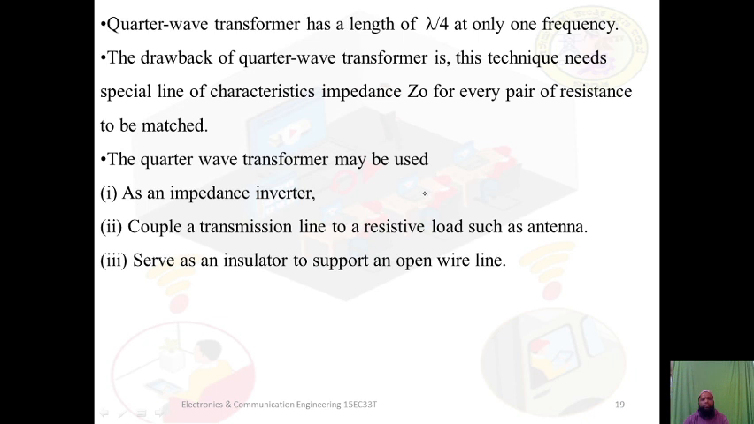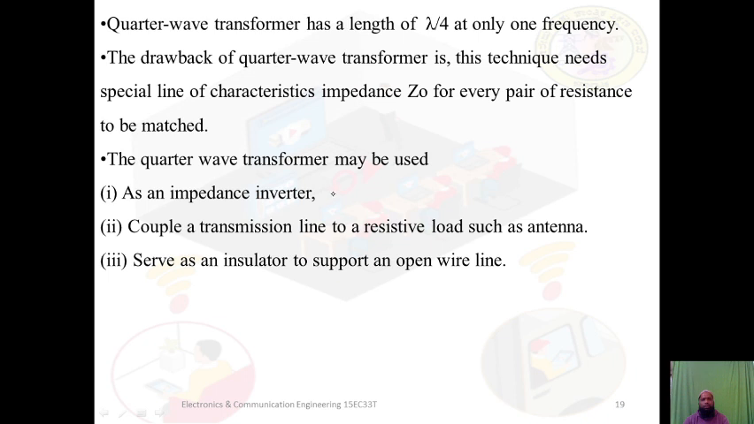So a quarter wave transformer has a length of lambda by 4 at only one frequency. So if the frequency changes, we have to change the length. The drawback of the quarter wave transformer is that this technique needs a special line of characteristic impedance Z0 for every pair of resistors to be matched.